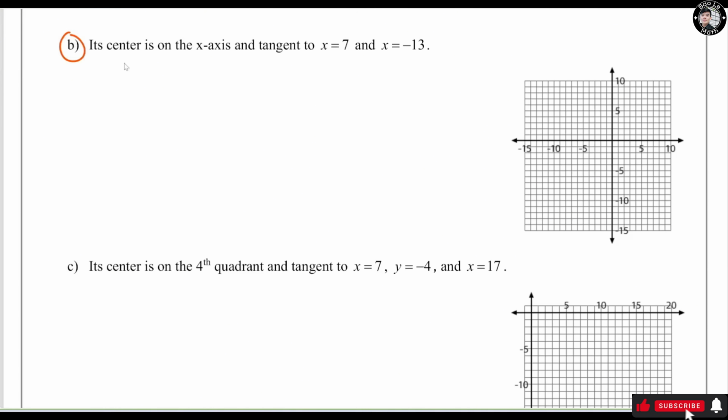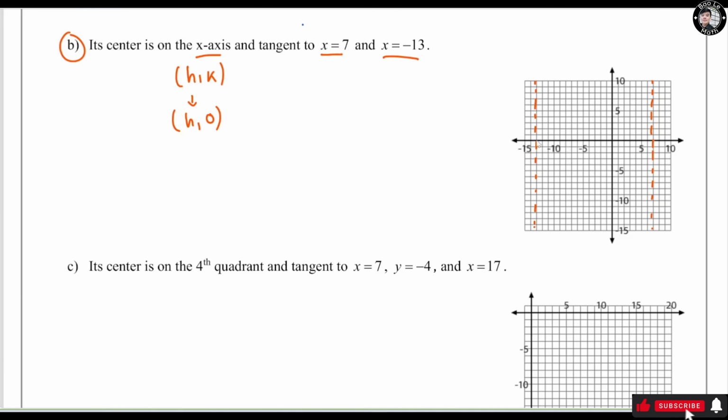Now question B. The center is on the x-axis. You know that the center is going to be h and k. Since the center is on the x-axis, k should be 0. So the center becomes h, 0. The circle is tangent to x equals 7, which is right here, and x equals negative 13, which is right here.